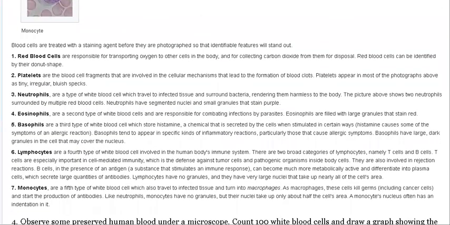Okay, so blood cells are treated with a staining agent before they are photographed so that identifiable measures will stand out. So red blood cells, I call them RBCs, are responsible for transporting oxygen to other cells in the body and for collecting carbon dioxide from them for disposal. Red blood cells can be identified by their donut shape.